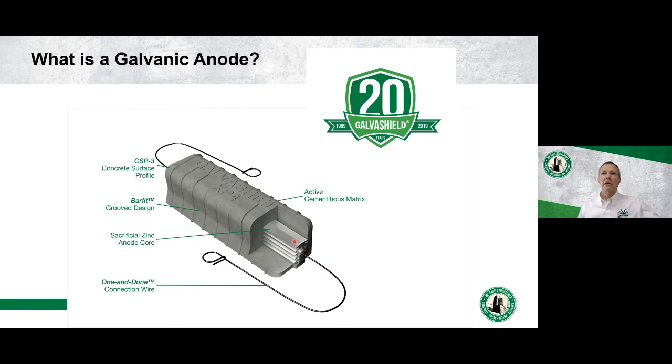And that zinc core is embedded within a cementitious matrix, which maintains an environment around the zinc so that the zinc not only corrodes initially when you put it in the concrete, but it continues to corrode over time, thereby providing corrosion protection to the steel over an extended period of time.